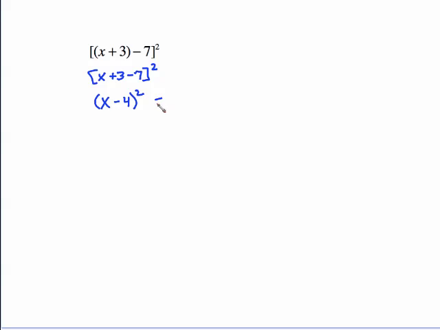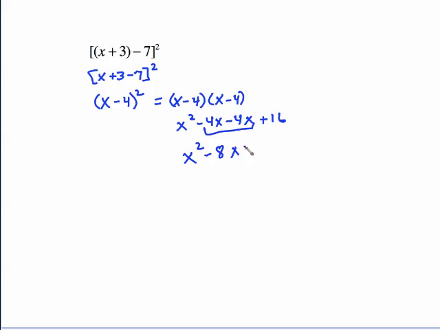Here we finish up like we just did a minute ago. X minus 4 times x minus 4. FOIL this out is x squared minus 4x minus another 4x. Negative 4 times negative 4 is a positive 16. Combine your like terms is x squared minus 8x plus 16. So that kind of problem really is not as ugly as you might have thought it was.